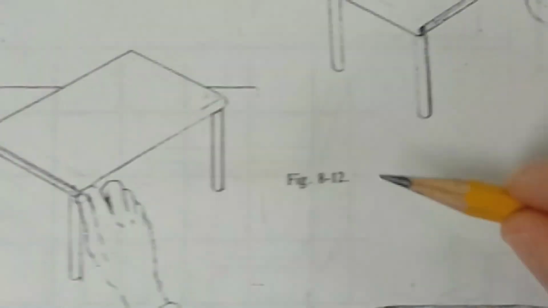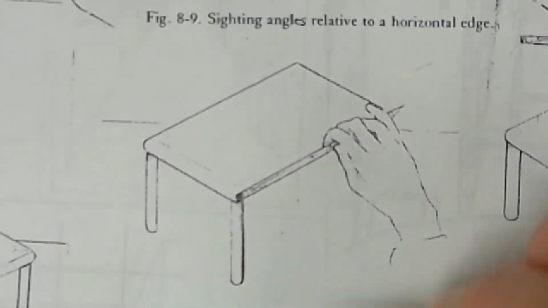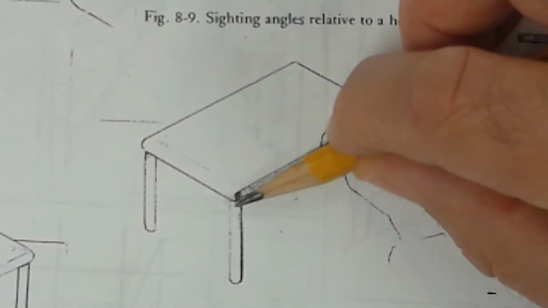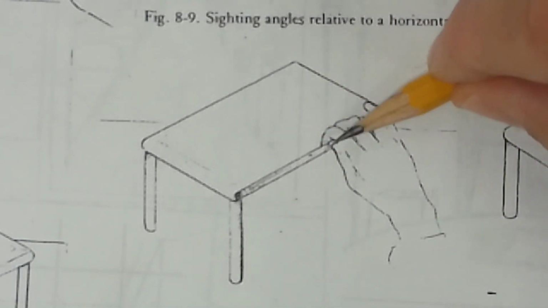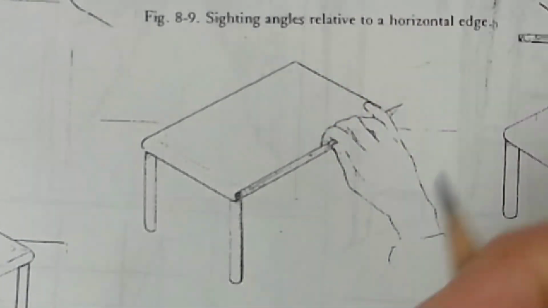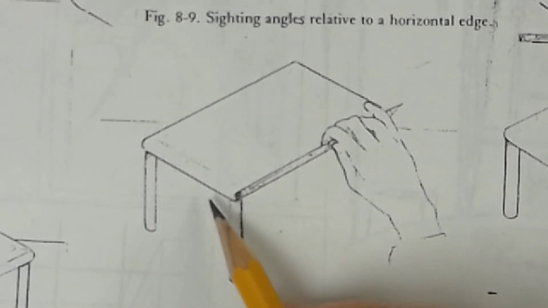And then what they're doing is comparing that width to the length of the table, and they're going to discover that the table is about 1.5 times as long as it is wide.